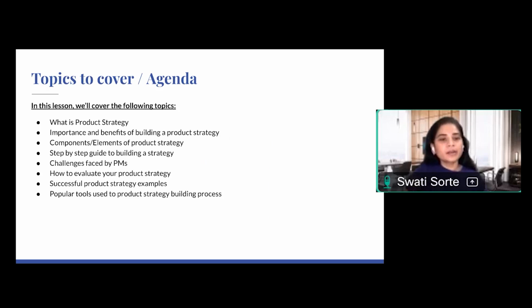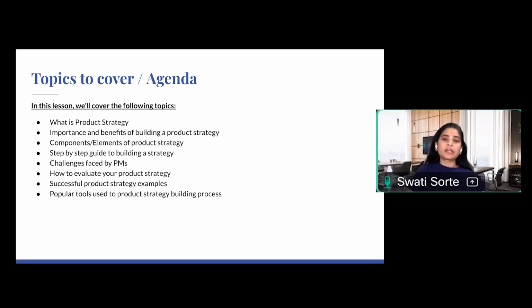We'll first try to understand what a product strategy means, what exactly it is, what it entails, and what the importance of building a product strategy is. Why is it important for a company to build a product strategy, what are the benefits we should be able to achieve with that, and what are the core elements or components of a product strategy? Then we will also understand the step-by-step guide to build a product strategy in the real world. There are certain challenges generally faced by product managers while building a product strategy, and we will go through those common ones.